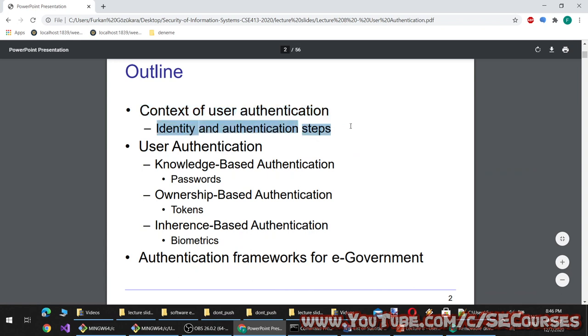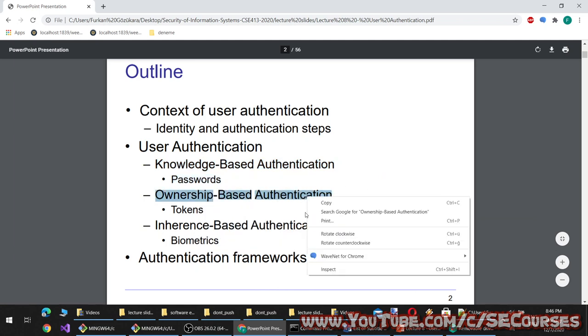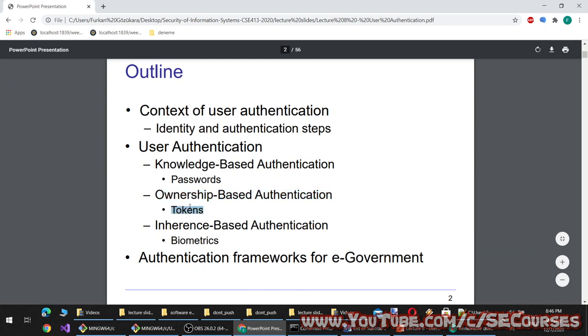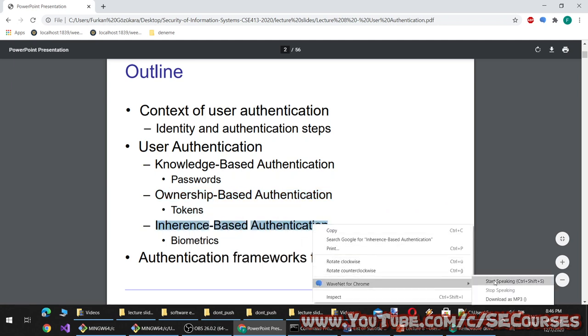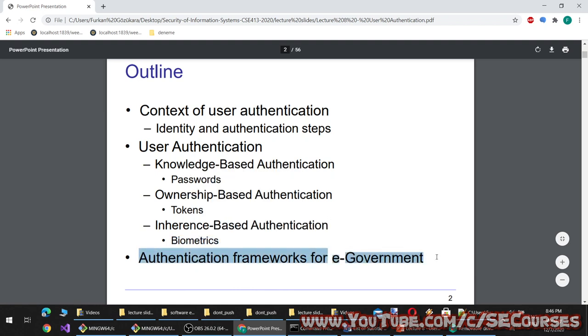Context of user authentication. Identity and authentication steps, user authentication. Knowledge-based authentication, passwords. Ownership-based authentication, tokens. Inheritance-based authentication, biometrics. Authentication frameworks for e-government.